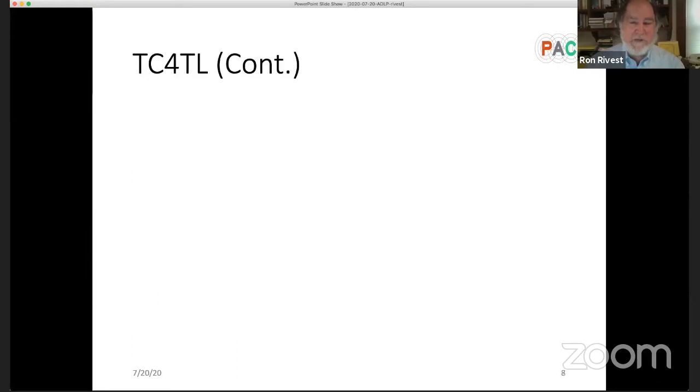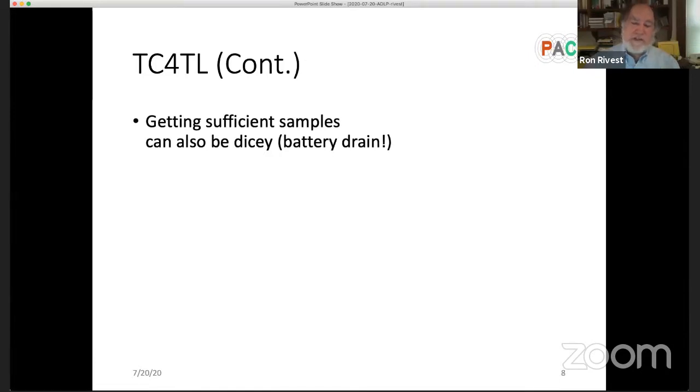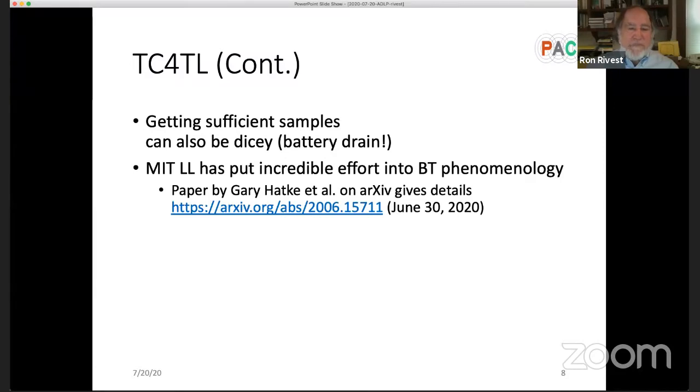Because it's such a hard problem, and because there's also a lot of noise, we put a lot of work into this. One issue is the sampling rate. The reception of these signals takes battery power, and you don't want to turn on the receiver all the time. So how do you get enough samples? How do you schedule the listening so that you're not draining the battery too much? The Lincoln Lab folks have put incredible effort into this problem. There's a nice paper that just came out by Gary Hatke and colleagues at Lincoln Lab, which gives a lot of the details. Just search for Hatke on the arXiv site, and you'll find the details.